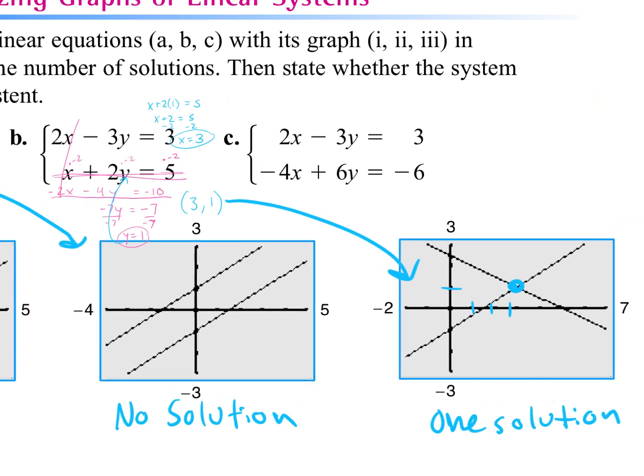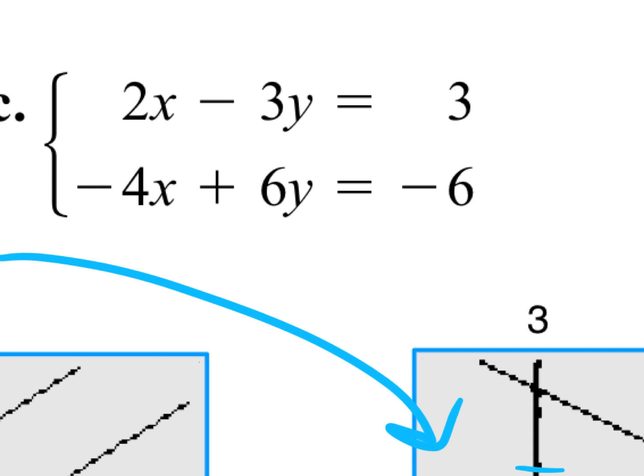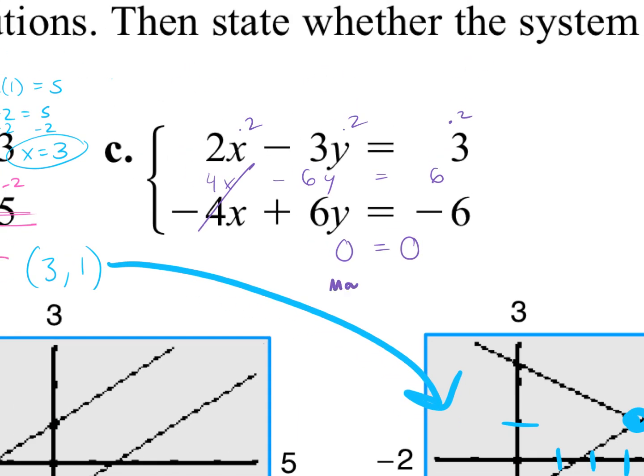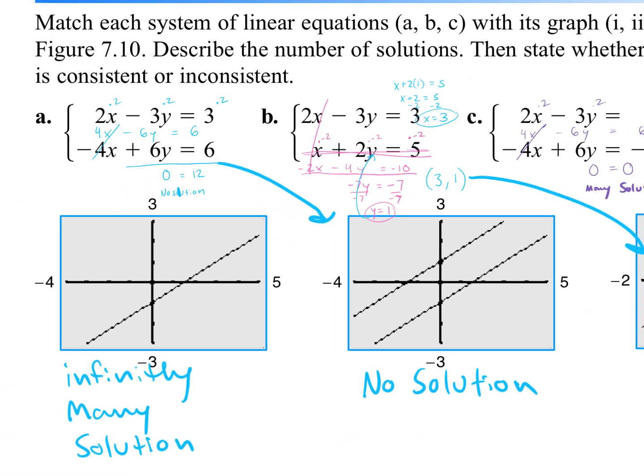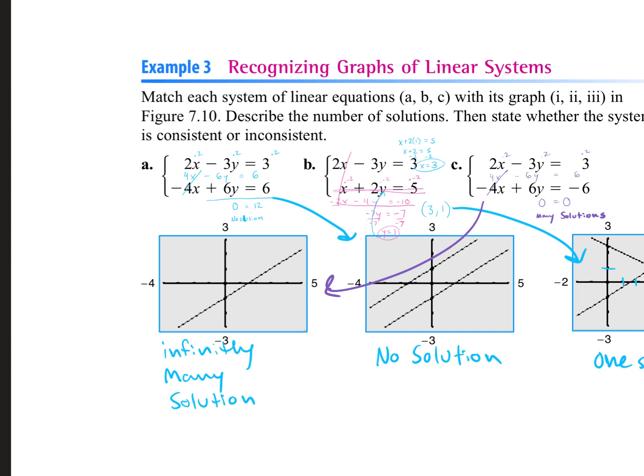Now let's look at C. What could I do for C? Multiply the top by 2. So you get 4x minus 6y is equal to 6. The x's cancel. What's negative 6y plus 6y? 0. And 6 minus 6? 0. What happens when 0 is equal to 0? Infinitely many solutions. So C would match up with A, the first one here.